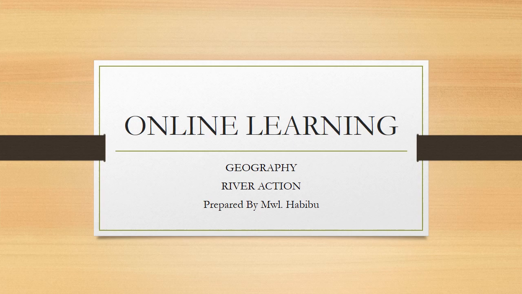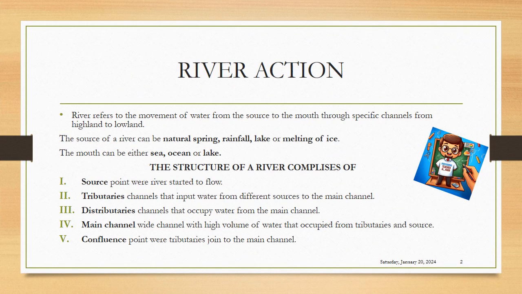So let's get started. River refers to the movement of water from the source to the mouth through specific channels from highland to lowland. The water moves from the source, the starting point, toward the mouth, the ending point of a river where the river channel interacts with other water bodies. A river source can be a natural spring, rainfall, lake or melting of ice. The mouth can be either a sea, ocean or lake. In brief, this is what we mean by the definition of river.